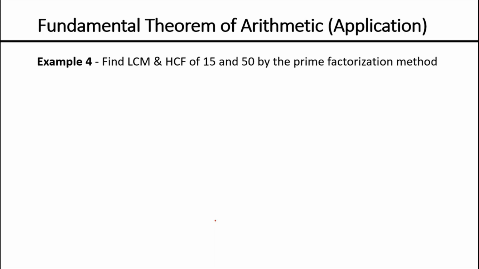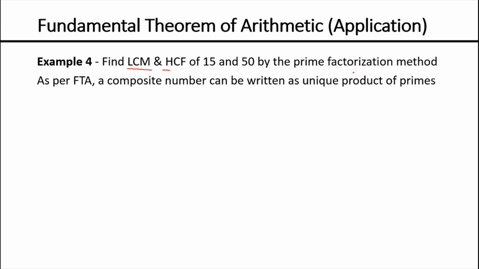One of the important applications of FTA, or the fundamental theorem of arithmetic, is to calculate LCM and HCF. Let us take a look at an example. Find the LCM and HCF of 15 and 50 by the prime factorization method. Prime factorization method is nothing but the application of the fundamental theorem of arithmetic. So as per FTA, a composite number can be written as the unique product of its prime numbers. So we can write 15 as the product of its primes 3 and 5, and we can write 50 as the product of 2 into 5 to the power 2.